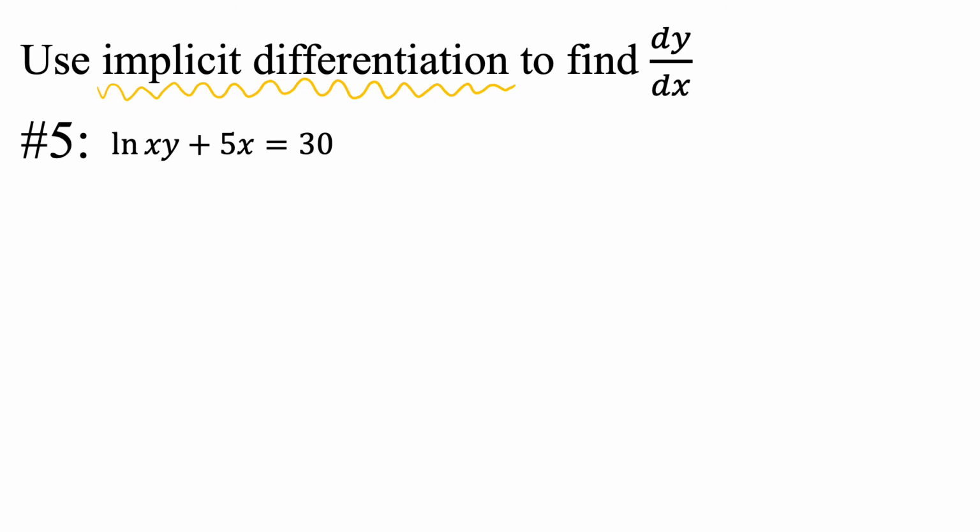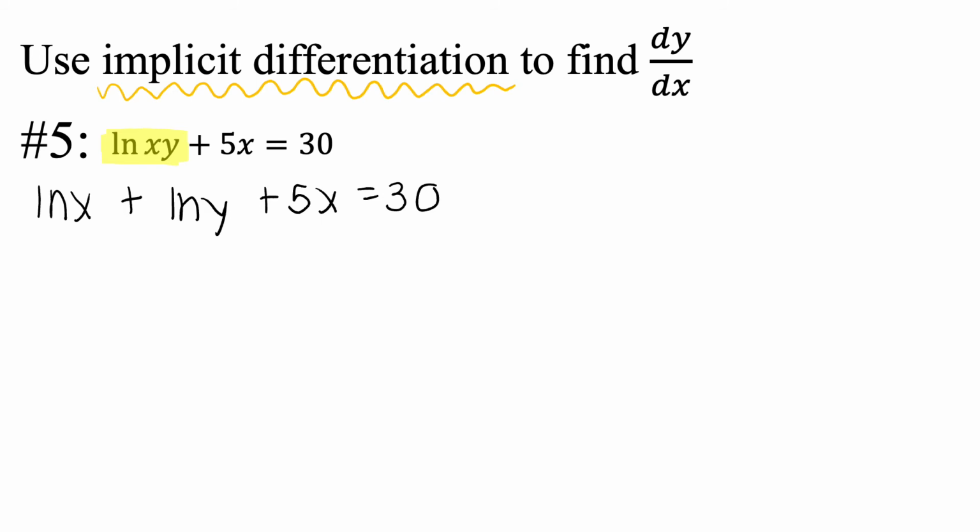So our problem number 5 is the natural log of xy plus 5x equals 30. Now our goal is to take the derivative, but you might recognize that what we have at first is the natural log of xy, which can actually be expanded. So let's start by taking the natural log of xy and using addition to separate that into two logarithms. So I can write this as the natural log of x plus the natural log of y plus 5x equals 30.